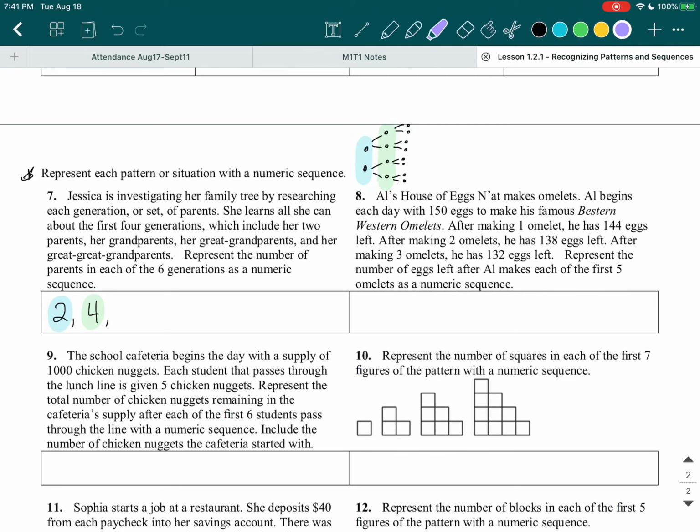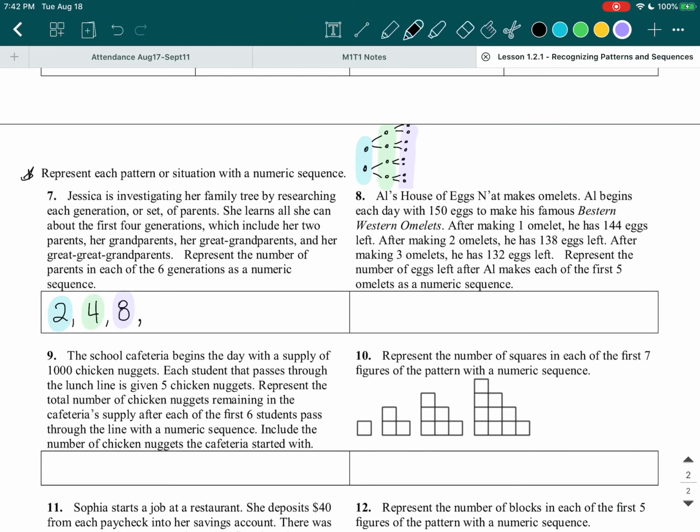Now let's go on to the third generation. Okay, that's over here. These are her great-grandparents. And so how many do you see there? 1, 2, 3, 4, 5, 6, 7, 8. 8 great-grandparents. And so that's why we're listing it as 8 over here.